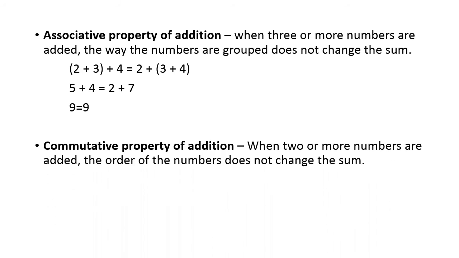The commutative property of addition states that when two or more numbers are added, their order does not change the sum. So in other words, 3 plus 5 is the same as 5 plus 3. So between these two properties, we can say that the way something is grouped does not change the sum, and the order that we add the numbers together will not change the sum.